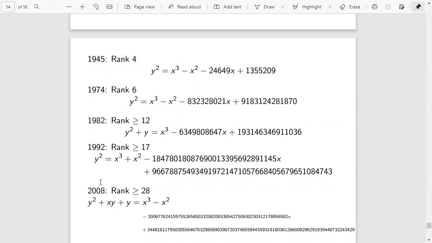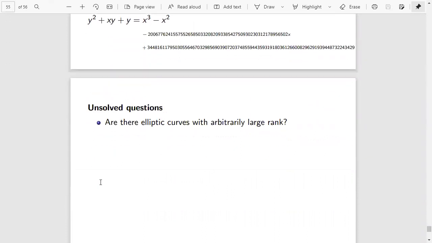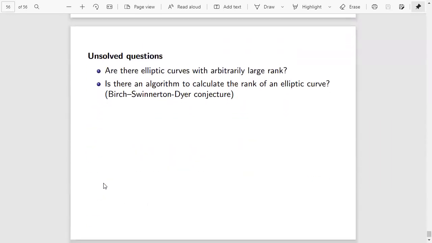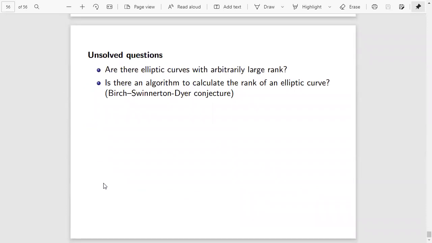What about unsolved questions? So are there elliptic curves with arbitrarily large rank? As I've been saying already, that is unsolved. I also mentioned the question: is there an algorithm that will calculate the rank of an elliptic curve? So this is connected to what's called the Birch and Swinnerton-Dyer Conjecture, which is one of the Clay Millennium problems that were written down in 2000 as major unsolved problems in mathematics.